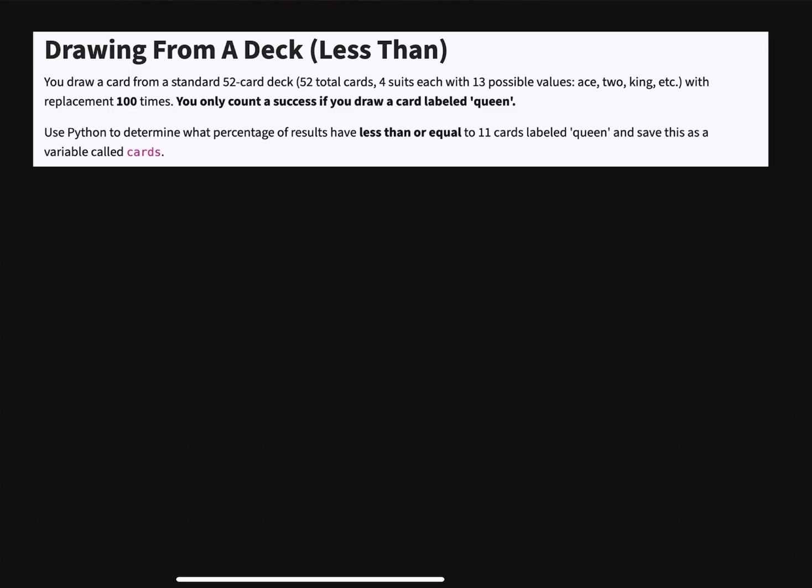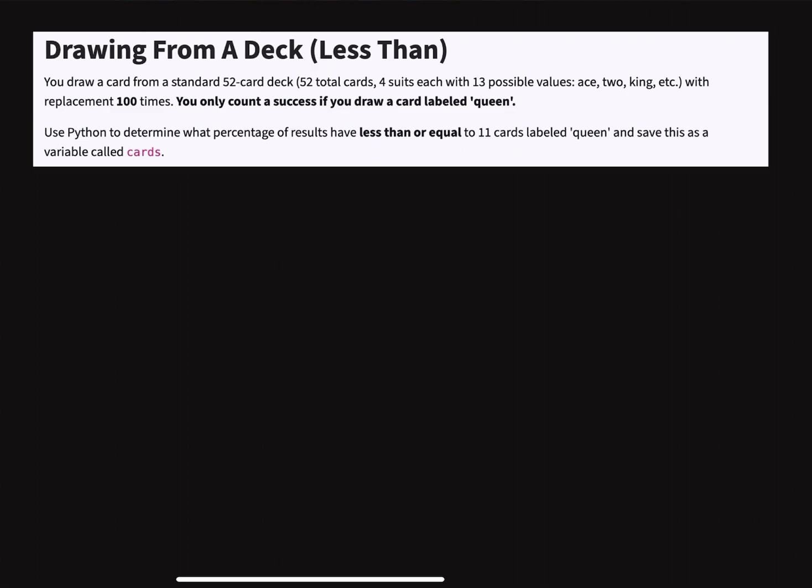So we want to draw a card from a standard 52 card deck. That's 52 total cards with 4 suits each, with 13 possible cards for every value from ace all the way to king. So just a normal card deck. And we're going to draw a card 100 times while replacing the card that we're drawing. And we only count a success if we draw a card labeled queen. So we're going to draw 100 cards and separate them into successes and failures. If we draw a queen, that's a success. Any other card is a failure.